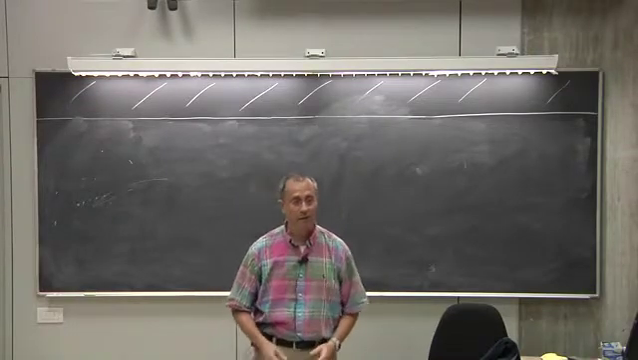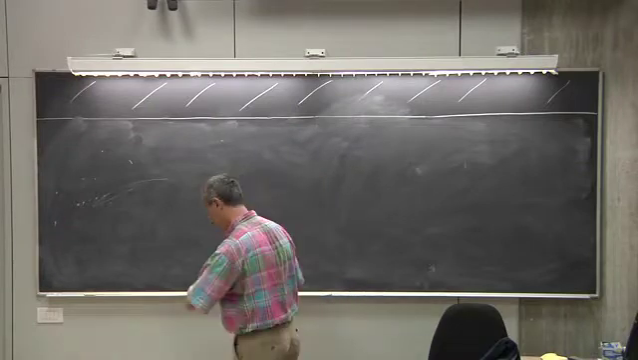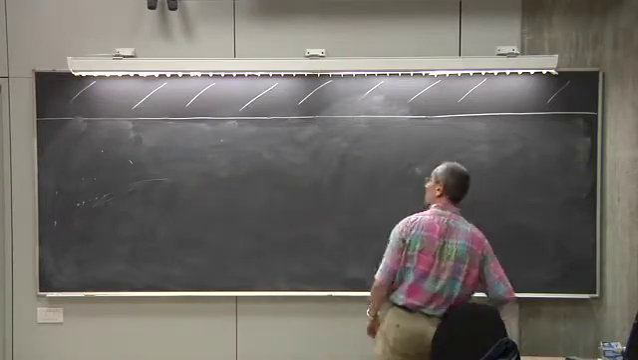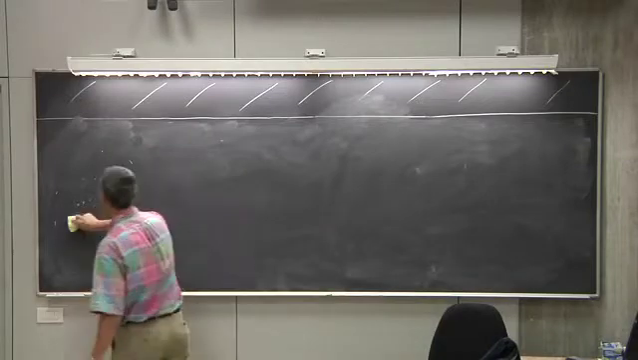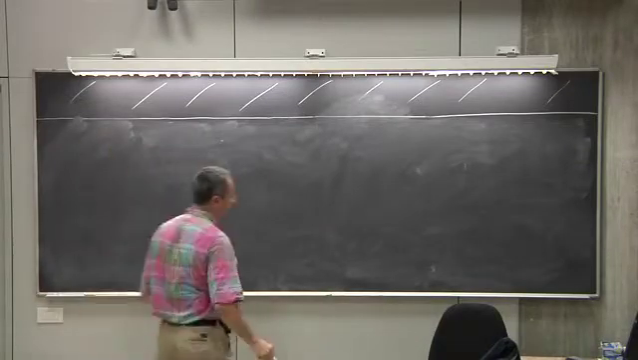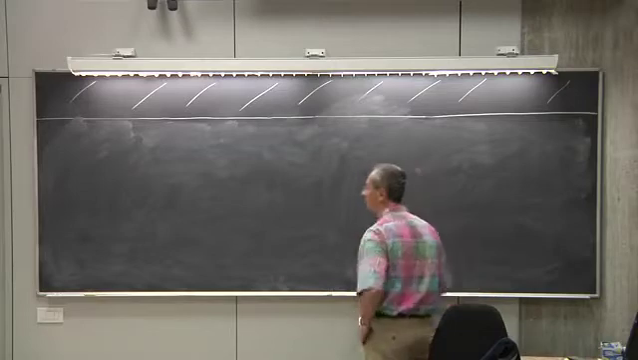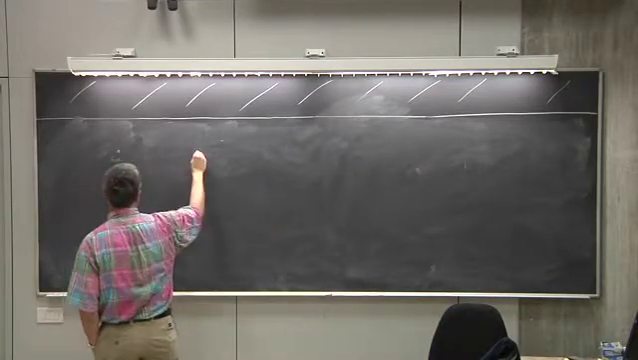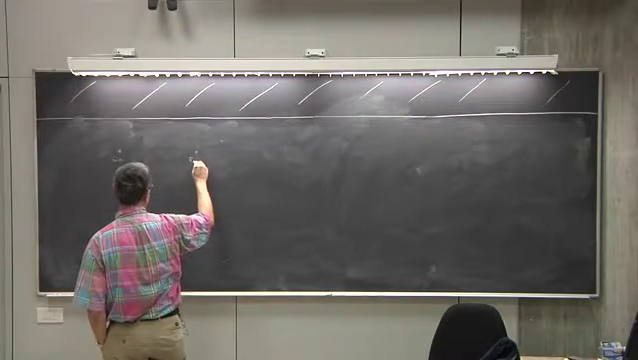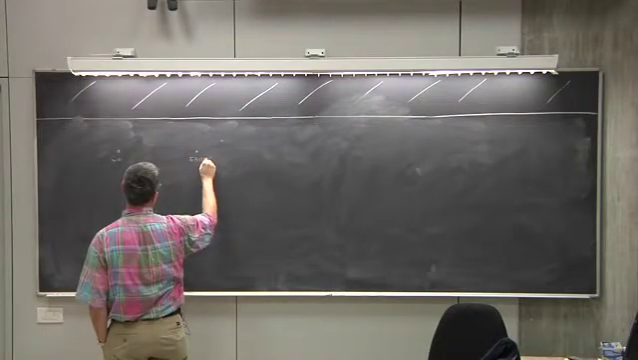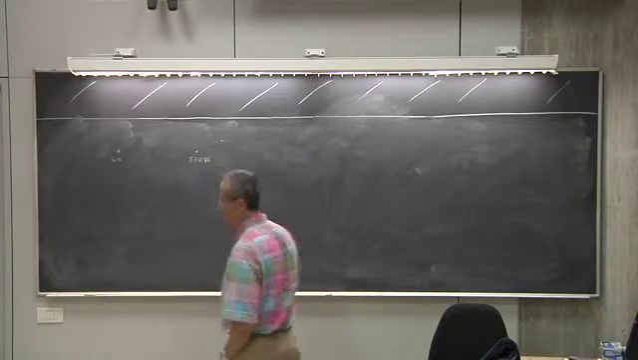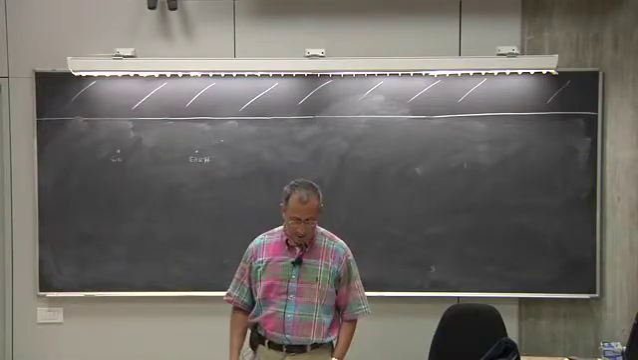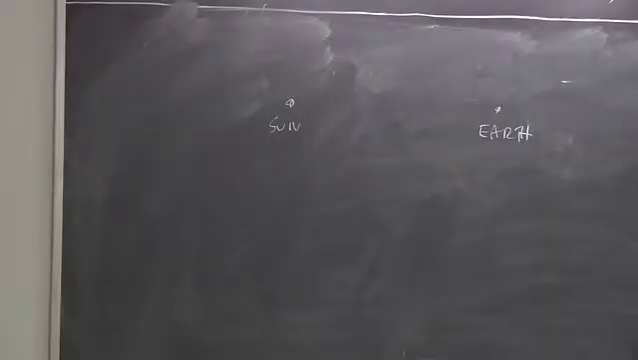But let's start from the first problem. So let's just start from the ideal, simplest problem, where I have just two bodies that I call the sun and our planet. And I want to describe the motion of these two.